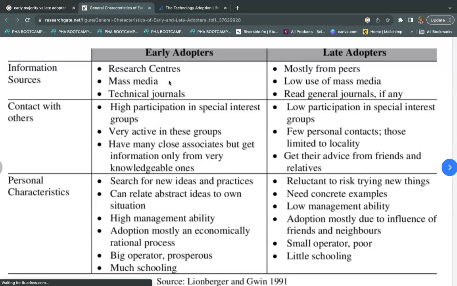Then early adopters, contact with others. They have high participation in special interest groups. They are very active in those groups. They have many close associates, but get information only from the knowledgeable ones.